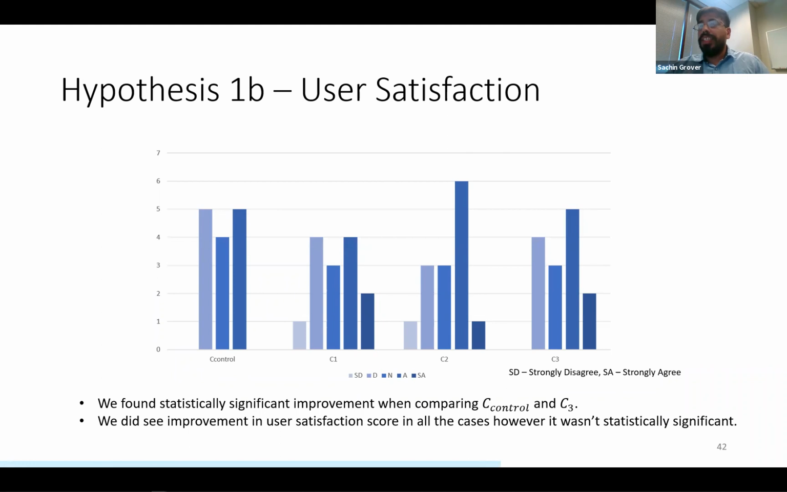We asked them on a Likert scale whether they were satisfied with the IPOS that they constructed. And we found that the average score did improve, but a statistically significant improvement was seen only when comparing control and condition 3.